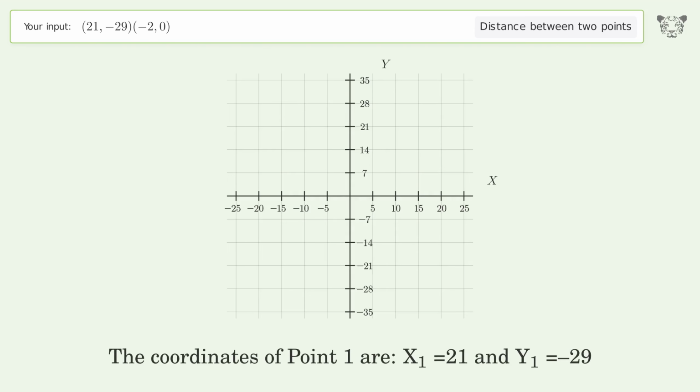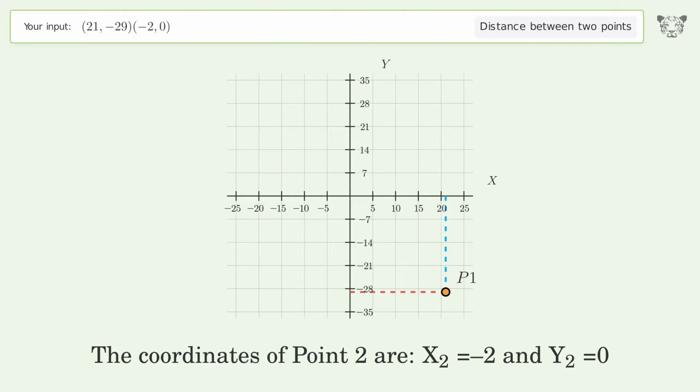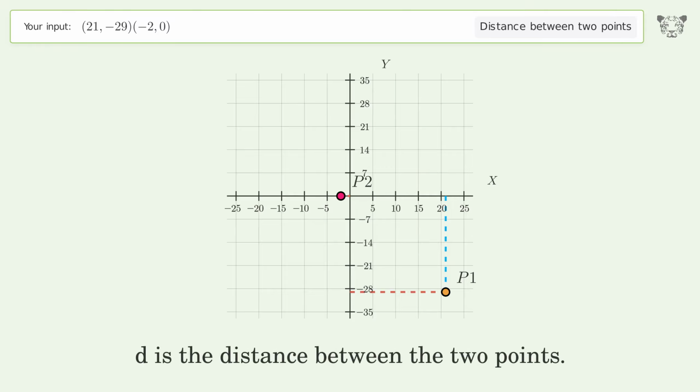The coordinates of point 1 are x1 equals 21 and y1 equals -29. The coordinates of point 2 are x2 equals -2 and y2 equals 0. D is the distance between the 2 points.